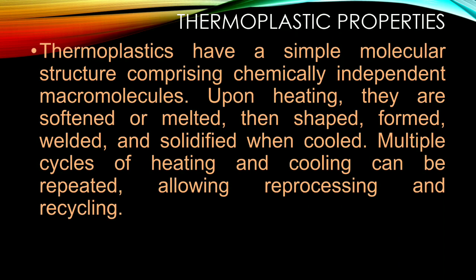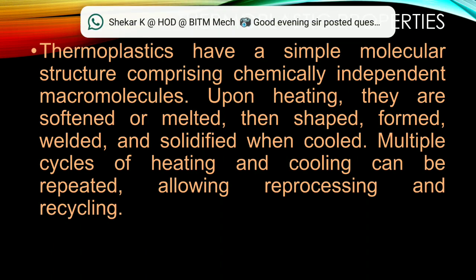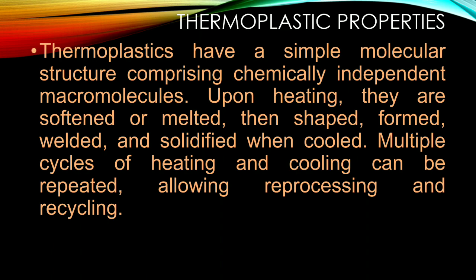Thermoplastics have a simple molecular structure comprising chemically independent macromolecules. Upon heating, they are softened or melted. Then they are shaped, formed, welded, and solidified when cooled. Cycles of heating and cooling can be repeated, allowing processing and recycling. Generally, thermoplastics can be reprocessed, meaning they can be melted or recycled, because they have a linear structure.